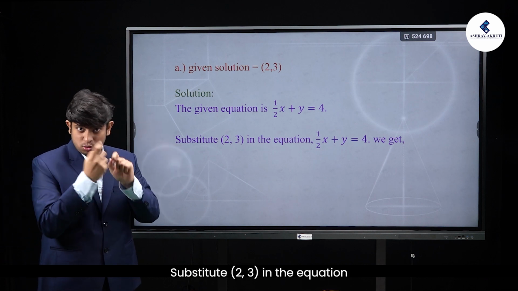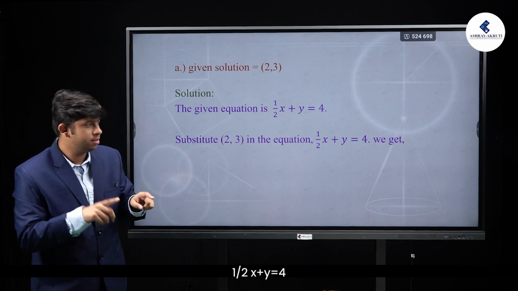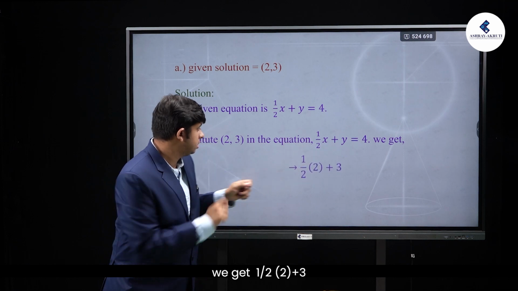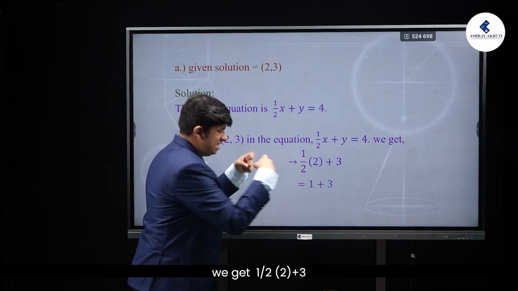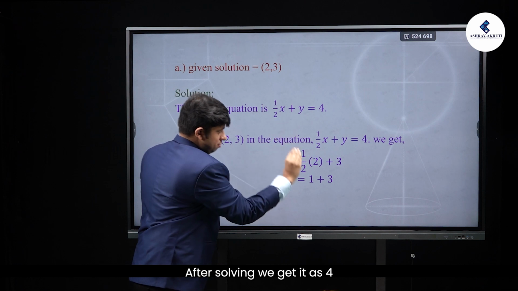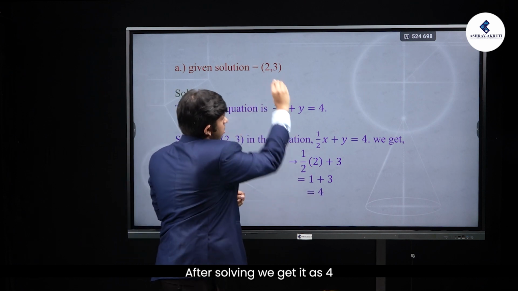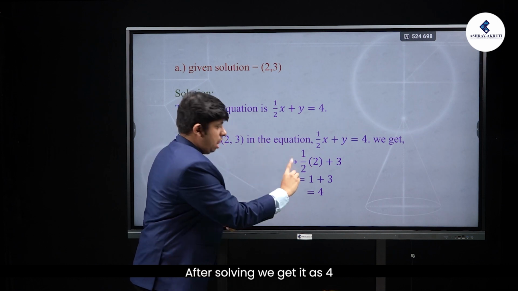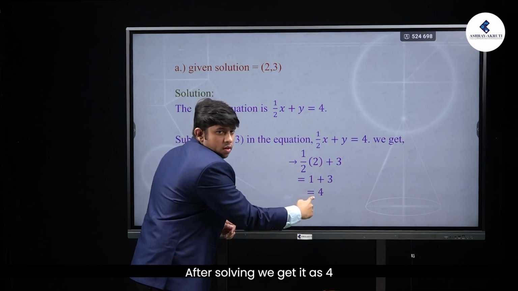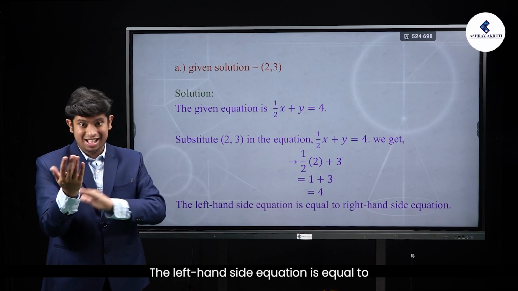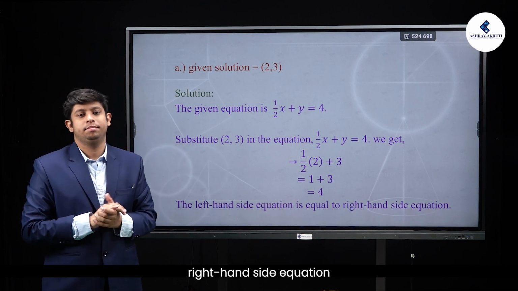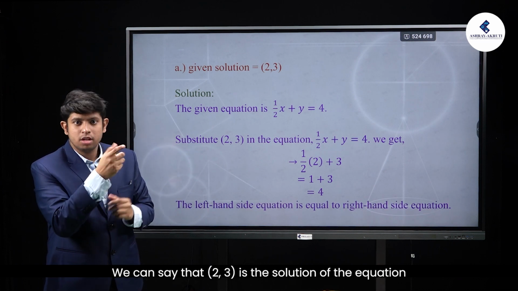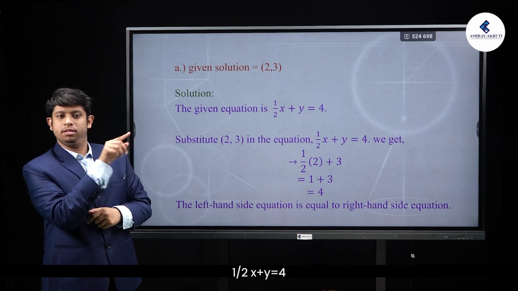Substitute (2, 3) in the equation 1/2 x + y = 4. We get 1/2 × 2 + 3. After solving, we get 4. The left hand side is equal to the right hand side. We can say that (2, 3) is a solution of the equation 1/2 x + y = 4.